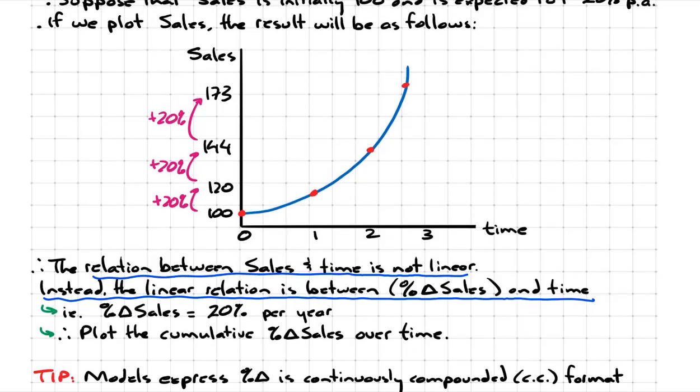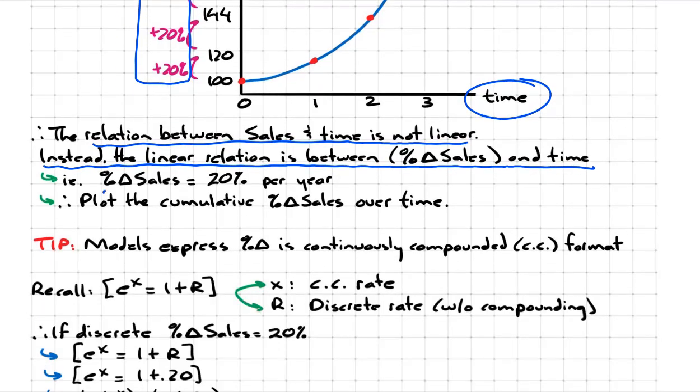And here's what we mean. If you look at the absolute value of sales, it is not constant. So we're looking at dollar sales here. You could see that it's growing by different amounts. So in the first year, it changes by $20. In the second year, it increases by $24. On the other hand, if you look at the percentage change in sales over time, it is linear. In other words, it is constant. And there it is. The percentage change in sales is 20% per year. So therefore, rather than plotting sales, we should be plotting the cumulative percentage change in sales over time.